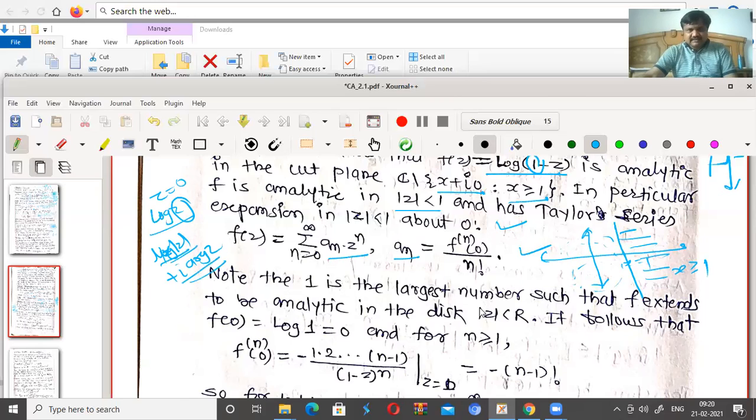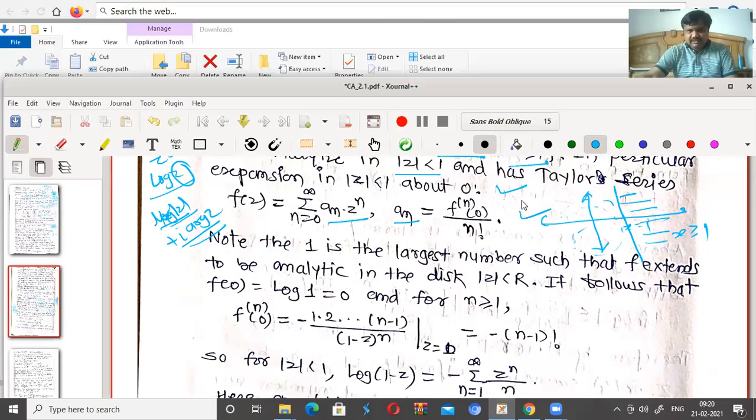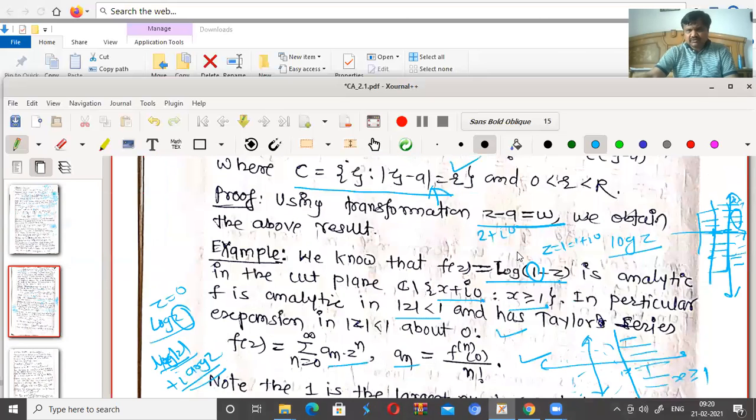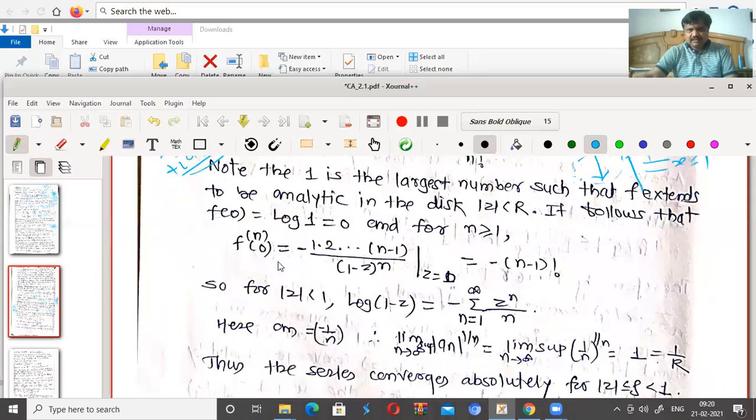So it has a Taylor series expansion, with a_n equal to f^(n) at 0 upon n factorial. Note that 1 is the largest number so that f extends to be analytic in the disk mod z less than r. It follows that f of 0 equals log 1 equals 0. F of 0 is what? Log 1, which is 0.